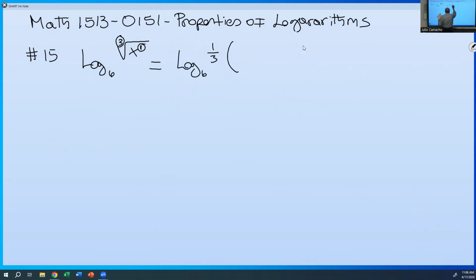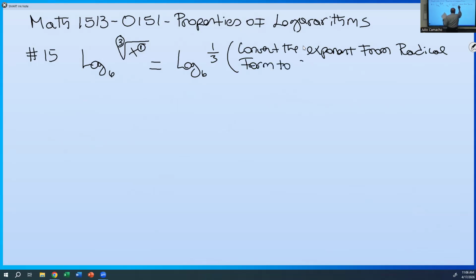So what we have done here is convert the exponent from radical form to exponential form.